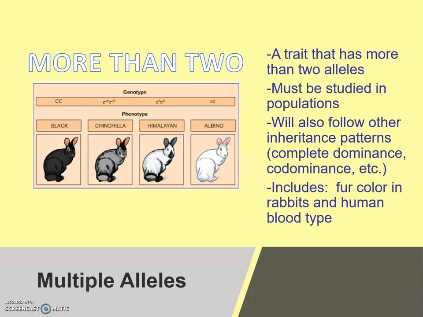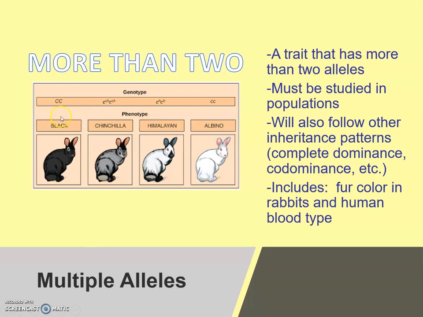But when it comes to multiple allelic situations where you have more than two alleles, this is something that's better studied in populations, in human populations and bunny rabbit populations, whatever you're looking at. If you look at just one family unit, you might not be able to see all of the different alleles that are actually possible for that trait. Now, because there can be three or four or five or who knows how many different alleles for a particular trait, there are other types of inheritance patterns that you're going to find amongst the different traits for the individuals, like you'll see here with the bunny rabbits and their fur color.